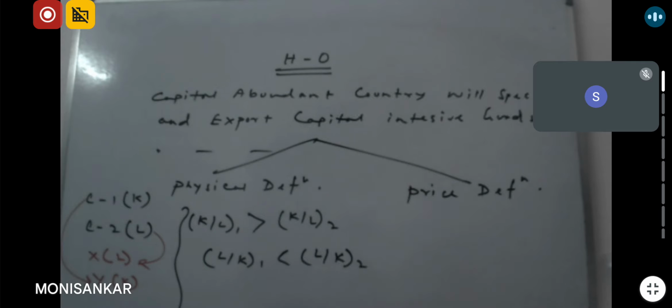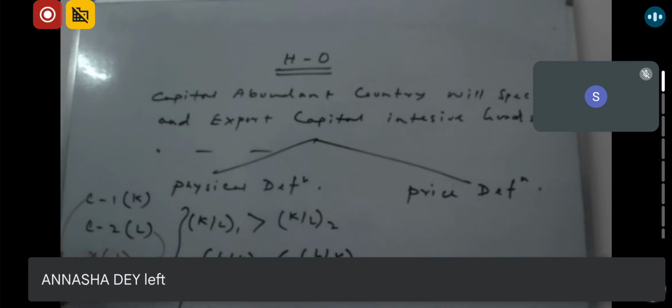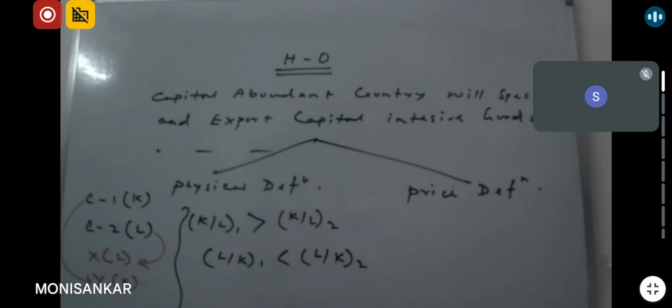Okay, so we prove it graphically and mathematically, that when K by L rises, the relative production of the capital intensive good will rise. Up to this, the students who have attended the class can understand that matter, because this is our normal physical definition concept. It is okay.